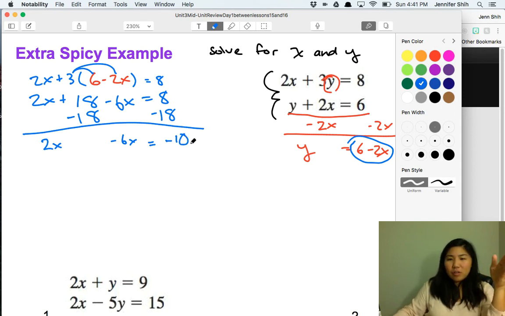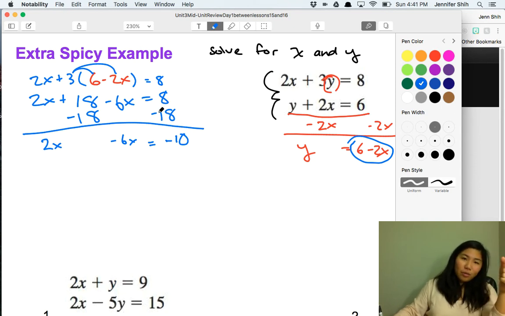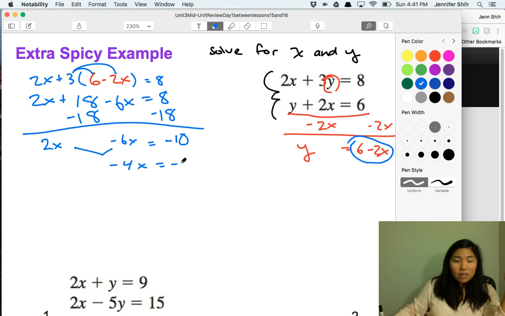Most of you aren't doing this in your calculator anymore, which is great. But as a recap, the negative number is the bigger number, so our result is going to be negative. Same with this one, 2x minus 6, it's negative 4x is equal to negative 10. To isolate x, I'm going to divide by negative 4.